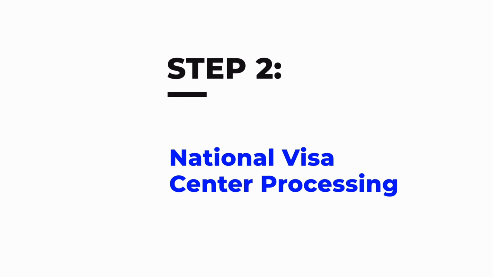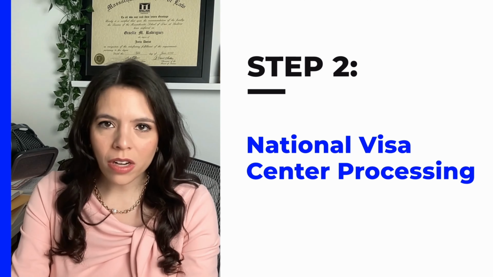Step 2. National Visa Center processing. Once USCIS approves your petition, your case will then be processed by the National Visa Center, which will assign you a case number and will advise you of all this information through either an email or a welcome letter. Keep in mind that because of staffing issues stemming from the COVID-19 pandemic, the time between USCIS approval and NVC notification can take some time.